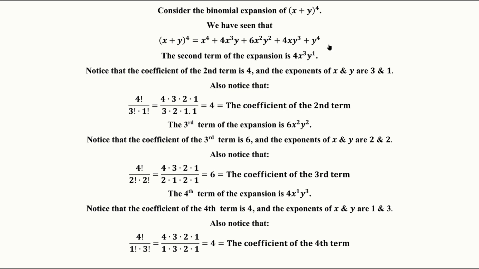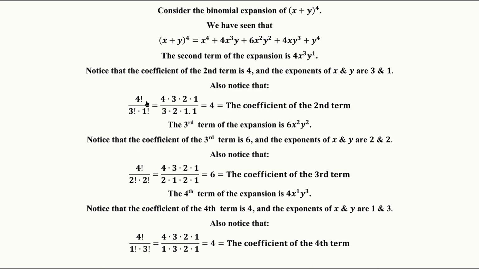Now the first and last term are pretty simple. We know what they are, right? So let's look at the second, 3rd and 4th terms. Notice that the second term of the expansion is 4x cubed y to the 1. I'm going to write the ones for emphasis because we need to think about them in a minute. Notice that the coefficient of the second term is 4, and the exponents of x and y are 3 for x and 1 for y.